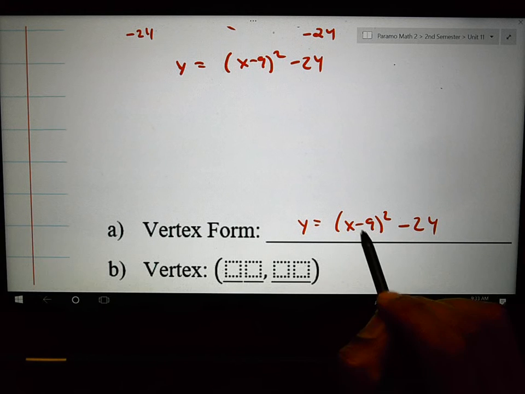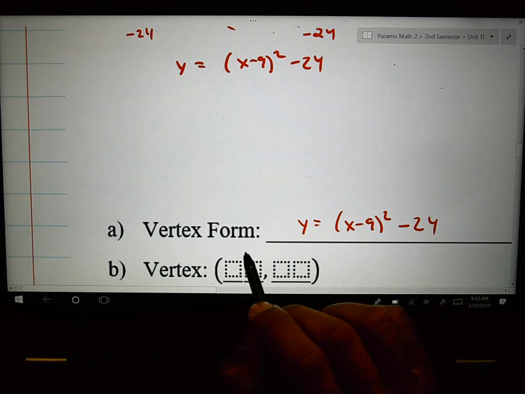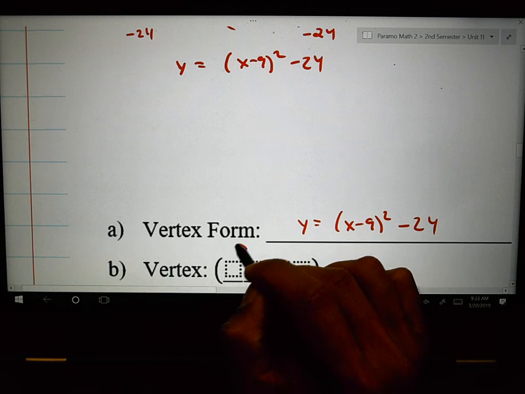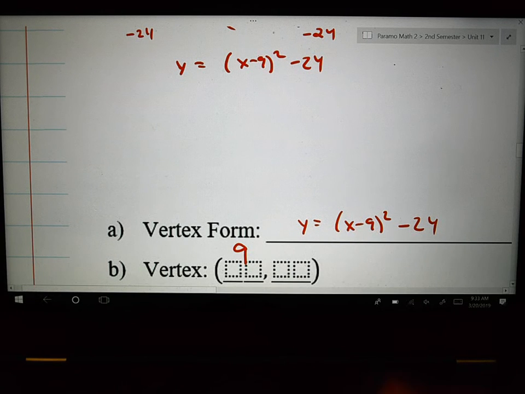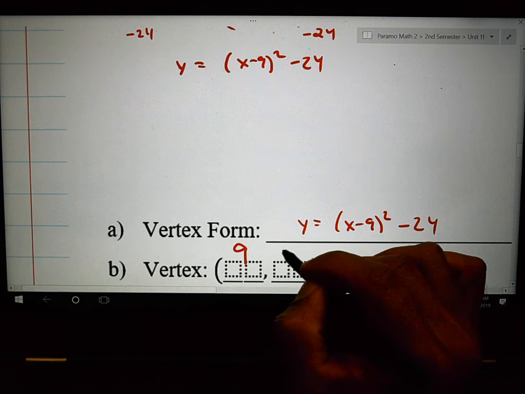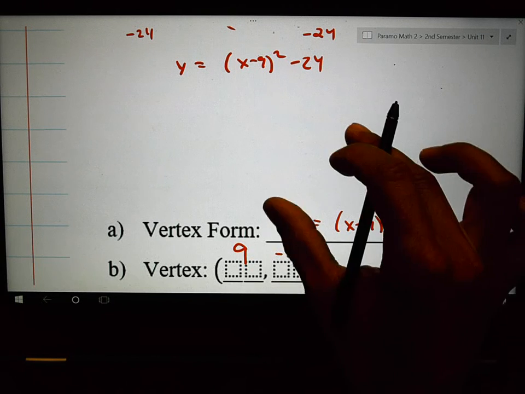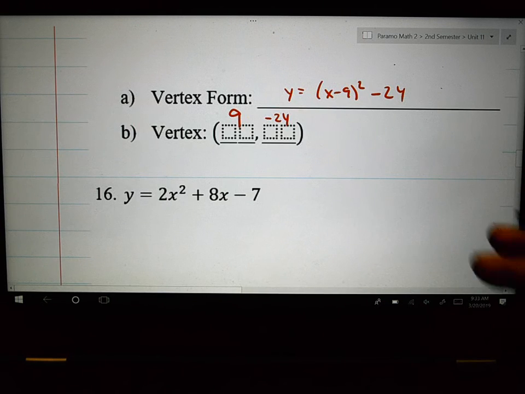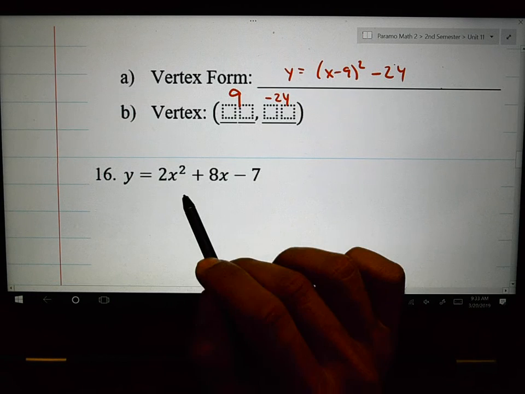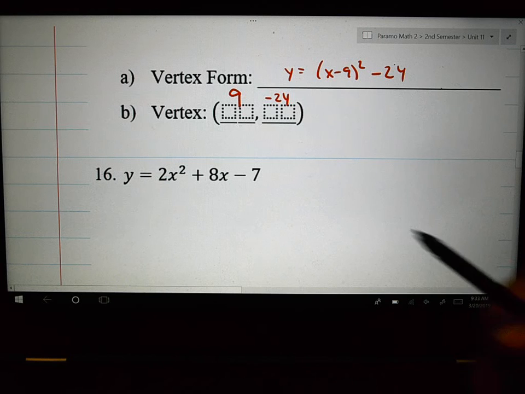What is the vertex? Opposite of this for your x-coordinate, it's going to be 9. Same, -24. It's not that hard. The only way this gets harder is if the A value is not 1. 16, 17, 19. The hardest ones.